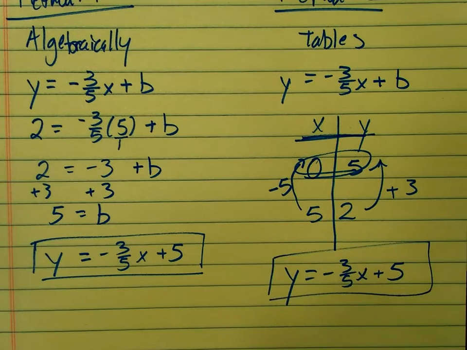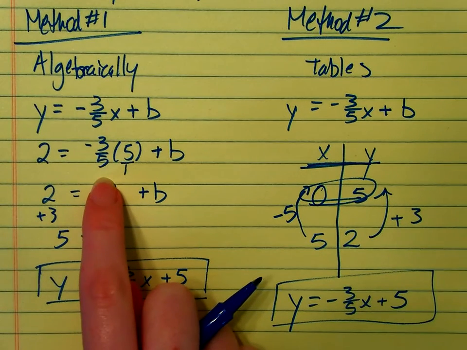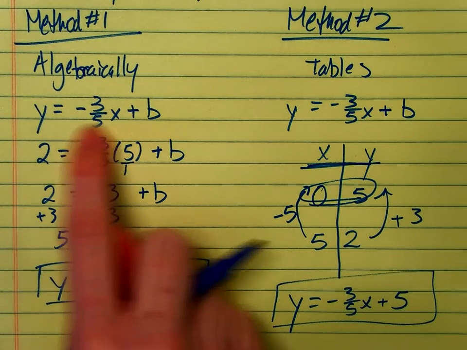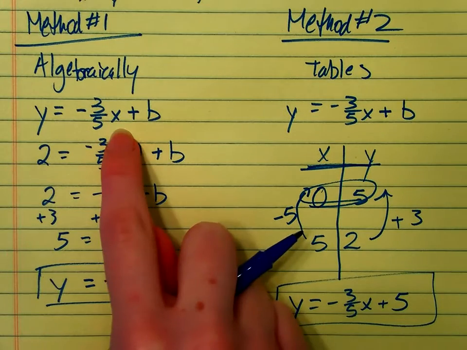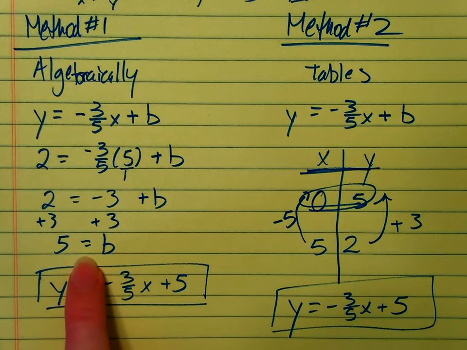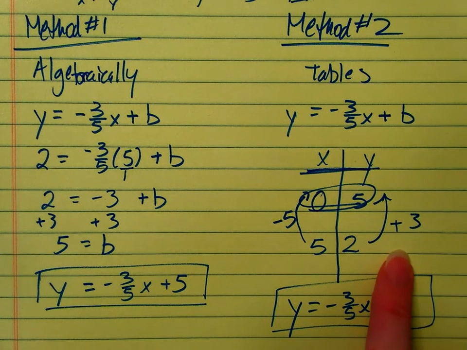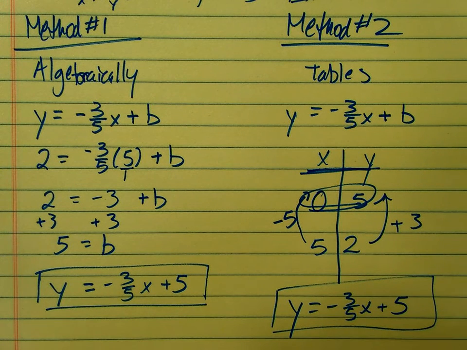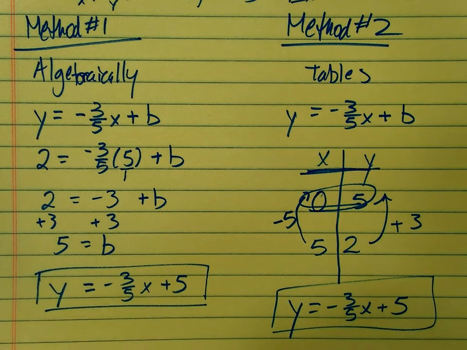Either way, this will work. You either plug in your x and your y into your equation. Make sure you plug in the y value for the y, the x value for the x, and solve for your y-intercept. Or you can piece it together from a table. In fact, if you want to be absolutely certain of your answer, you can always do both methods and make sure you get the same solution. It should always work. Alright, we're going to do another one.